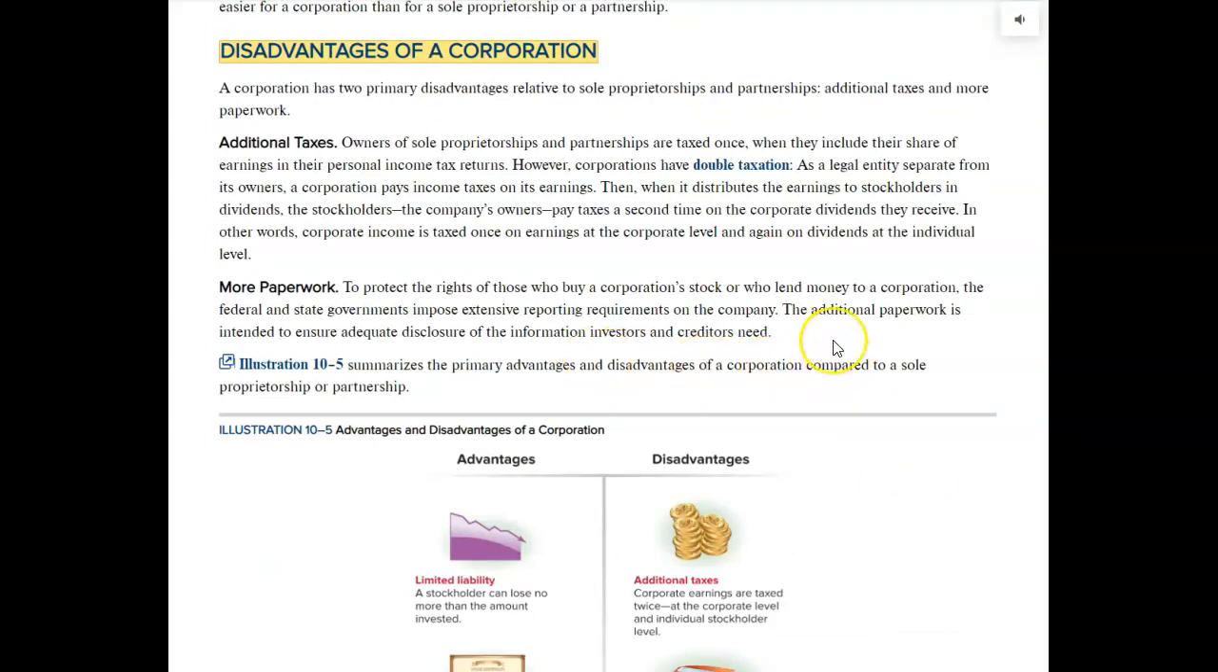There's more paperwork. There's more paperwork to get started, more paperwork to keep up with. You have reporting requirements to various governmental agencies. You have shareholders meetings that have to be held and so forth. So a lot more paperwork involved.